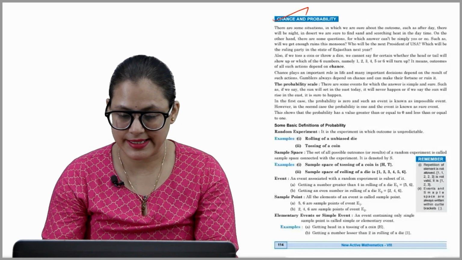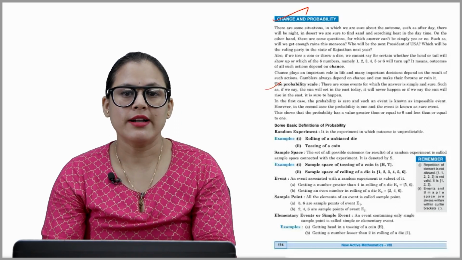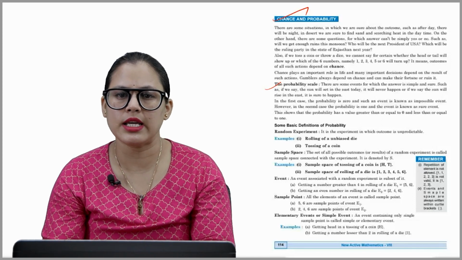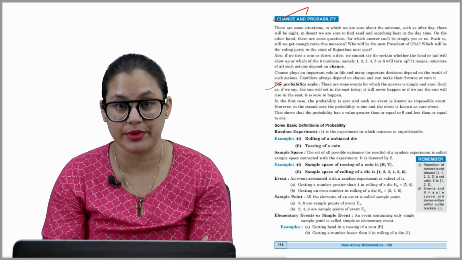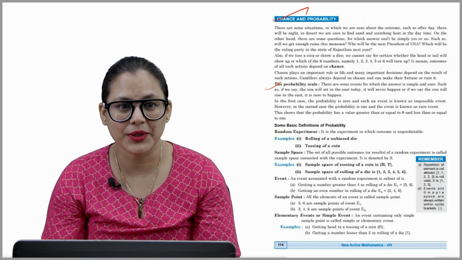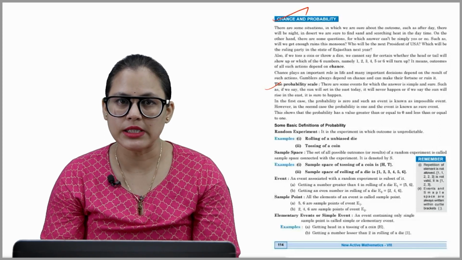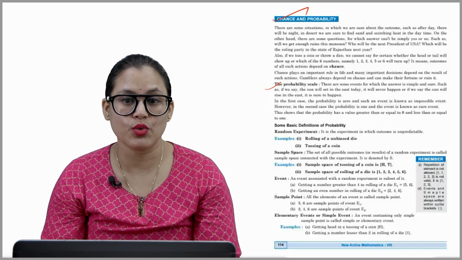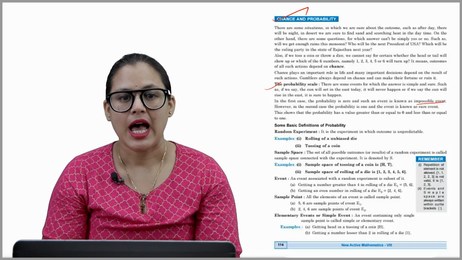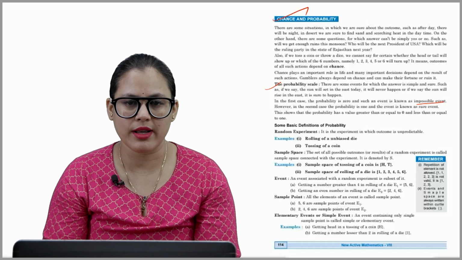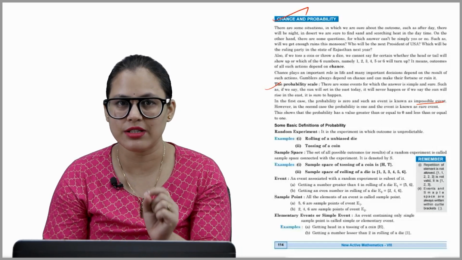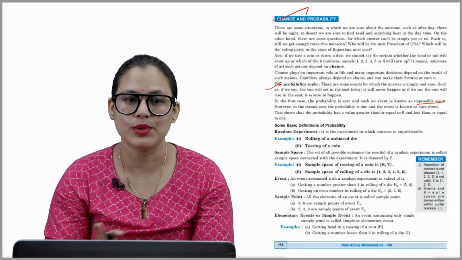The probability scale. There are some events for which the answer is simple and sure, such as if we say the sun will set in the east today, it will never happen. Or if we say the sun will rise in the east, it is sure to happen. Okay. In the first case, the probability is 0 and such an event is known as an impossible event which can't happen. Okay. However, in the second case, the probability is 1 and the event is known as a sure event. This shows that probability has a value greater than or equal to 0 and less than or equal to 1.